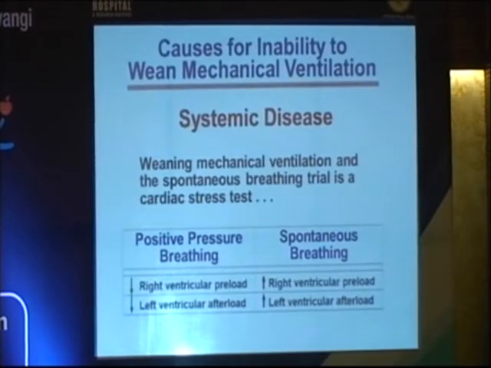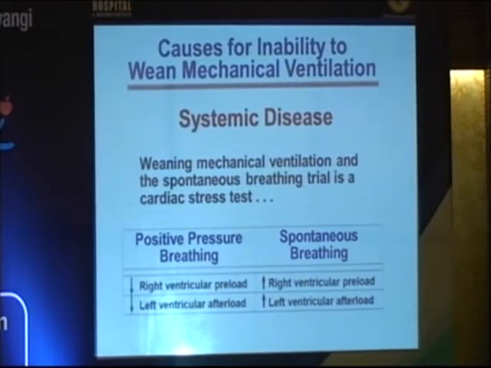Now, another thing is it may not be the lungs that are the problem at all, but some systemic disease. And this is especially important for patients with cardiac disease. In adult medicine, it's coronary artery disease. In pediatrics, it's children with congenital heart disease.